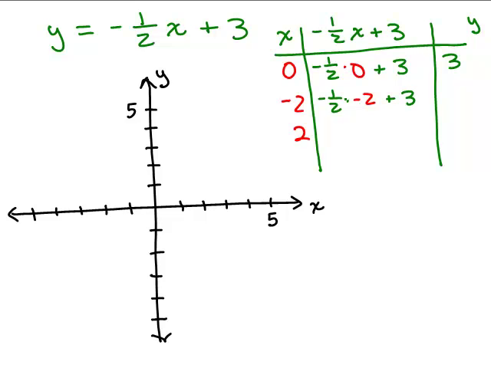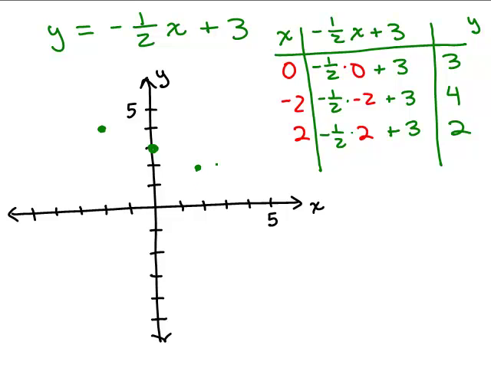The negatives cancel, and 1/2 of 2 is 1. So we have +1 plus 3 is 4. And let's see, when you plug in +2, we have -1/2 times +2 plus 3. So this will be -1 plus 3, which is +2. So let's plot these three ordered pairs. We've got (0, 3). We have (-2, 4), so that would be up here. And we have (2, 2).